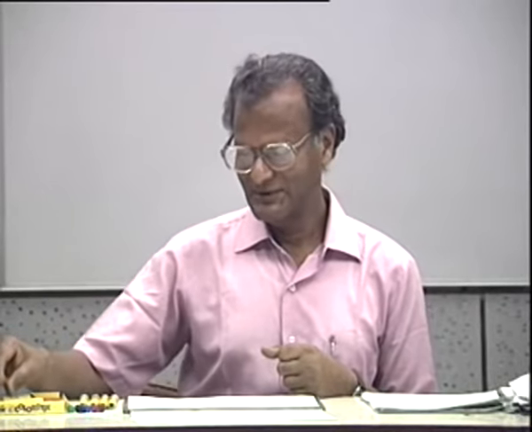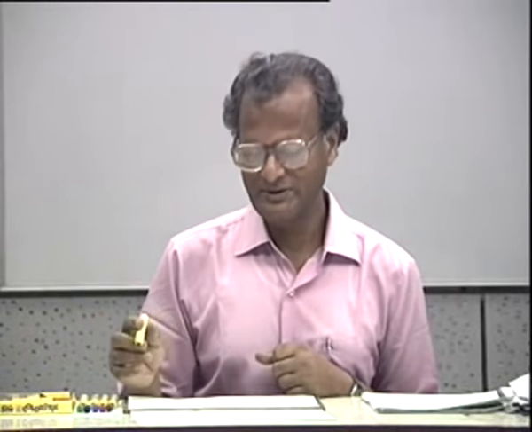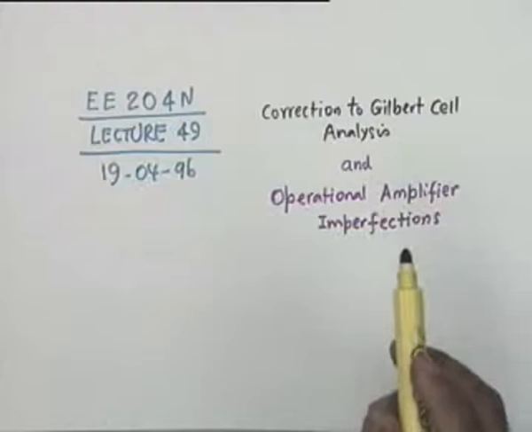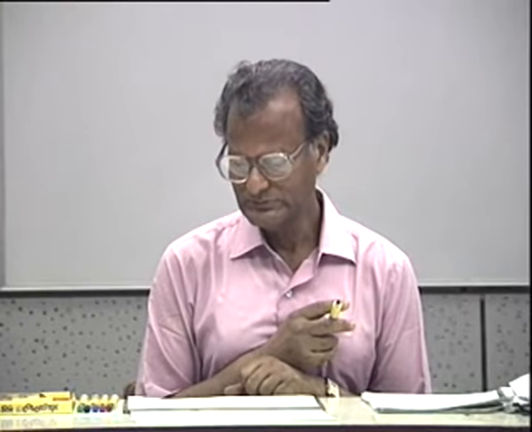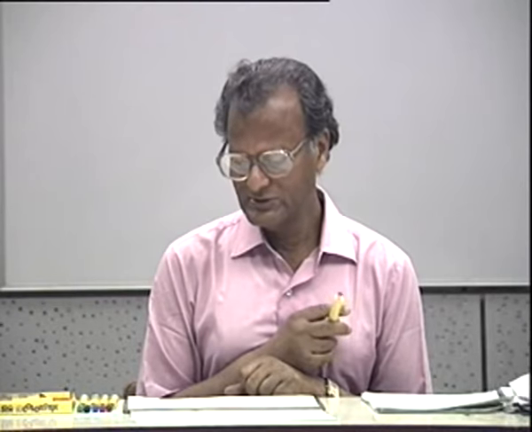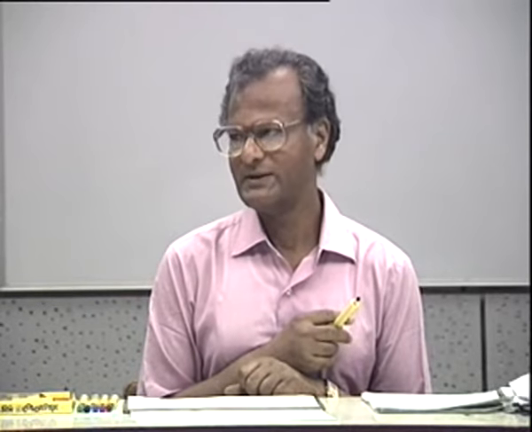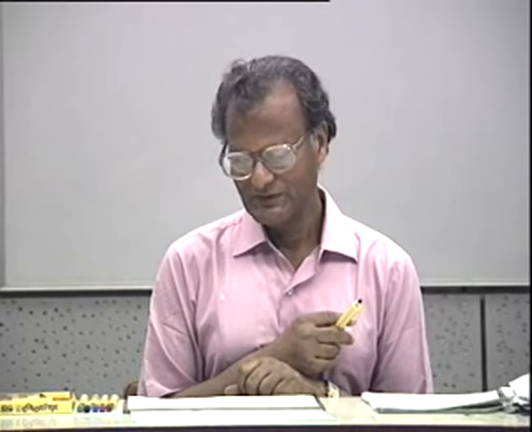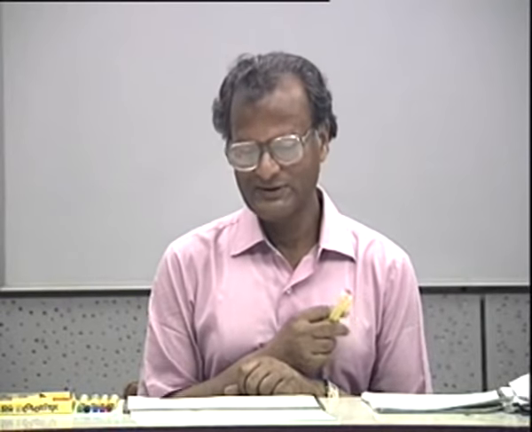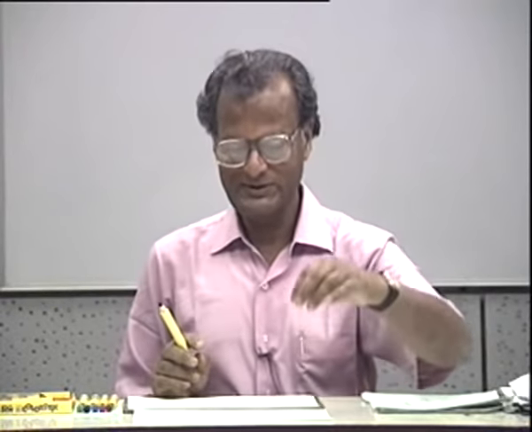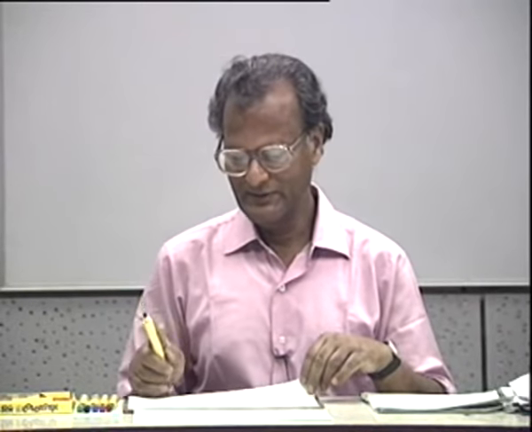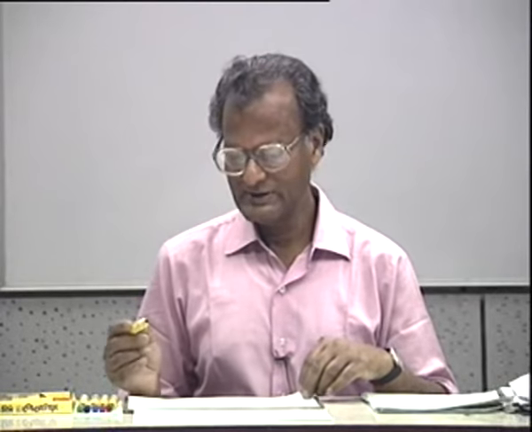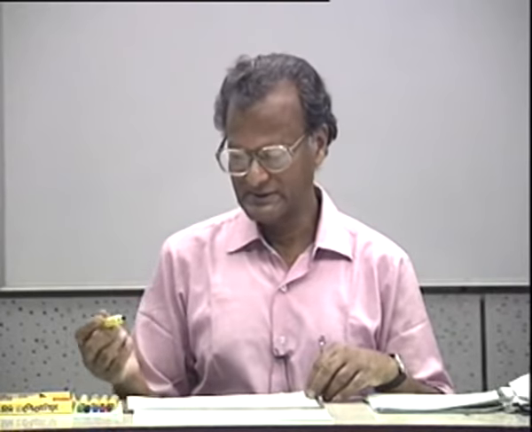49th lecture. We made some mistakes yesterday, so we will have to make a correction to the Gilbert cell analysis. There was a small mistake, but I found out that the source from which I extracted the material did have that mistake. It was not my mistake, but I should have taken it carefully. And then after this correction, we will go to operational amplifier imperfections.